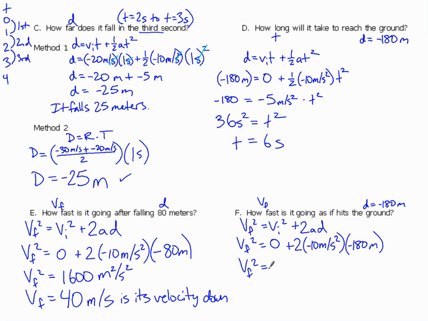Final velocity squared equals 3,600 meters squared per second squared. Square root of that tells us that the final velocity is 60 meters per second down. Or negative 60 meters per second.